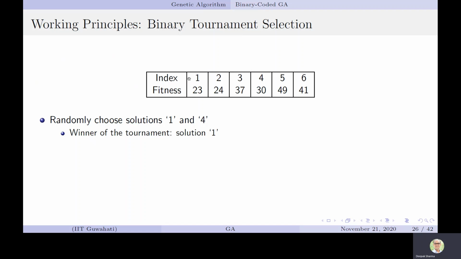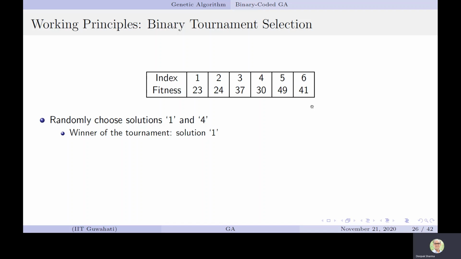So the 6 solutions I am writing in the table on the top, and the fitness is also given here. The fitness means the objective function plus penalty. As we remember, solutions 1 to 4 are feasible. 5 and 6 are represented with the objective function plus penalty. So 49 and 41 for solutions 5 and 6 are written here.